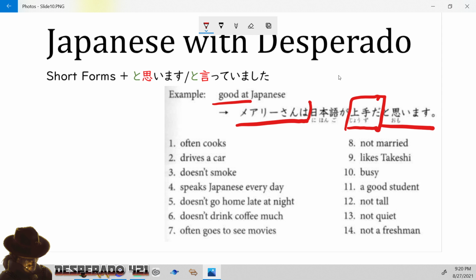So let's try, and we're going to start at the very bottom here. And I'll help you with freshman. Freshman, not Frenchman. Freshman. So this is, what is it? Freshman is ichinensei.